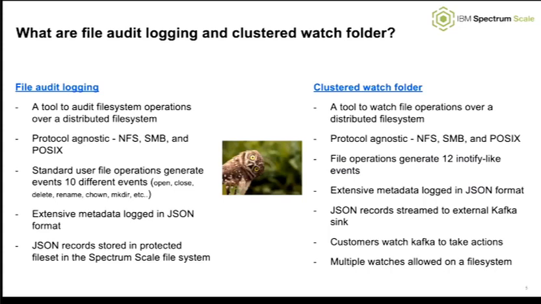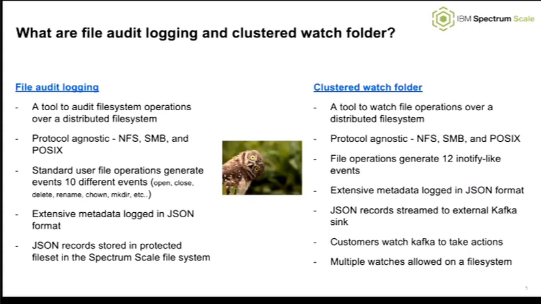Similar to file audit logging, file system-based events are generated, except they are for inotify-style events. These are things like IN_CLOSE_WRITE, which means that a file that was open for writing was closed, or IN_CREATE, which means a file or folder was created. In all, we generate 12 different inotify-like events. We take the information known at the time the event was created and store it in a JSON formatted object.